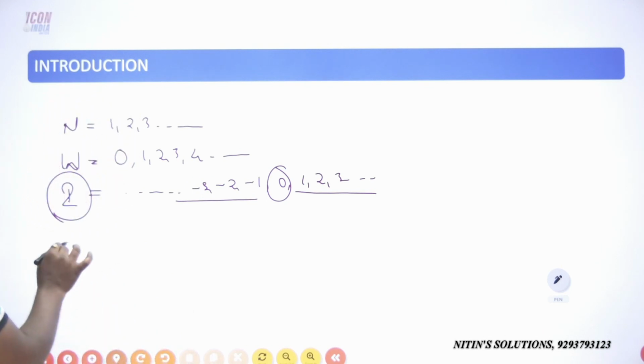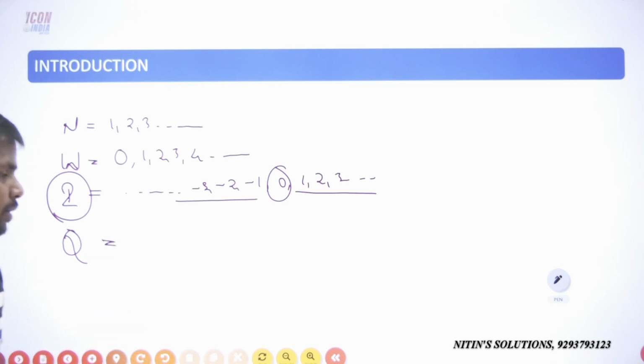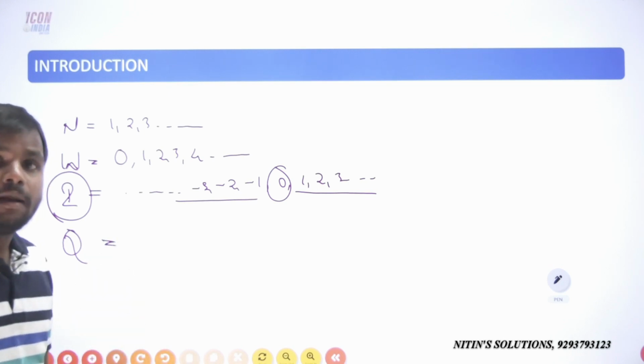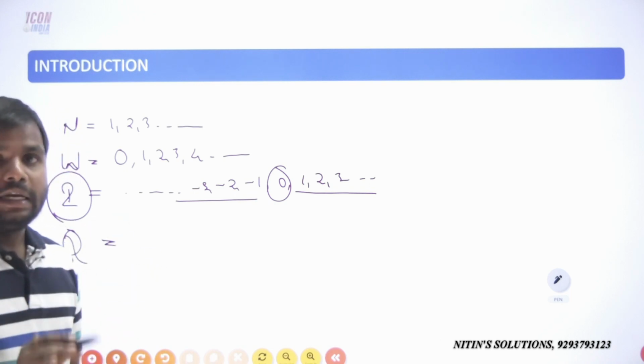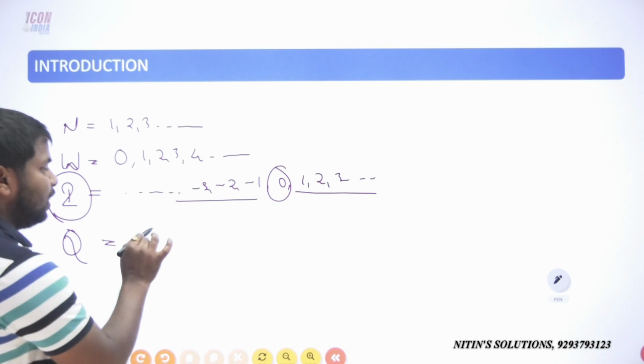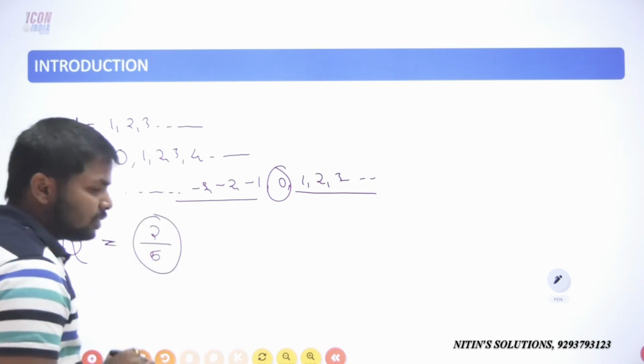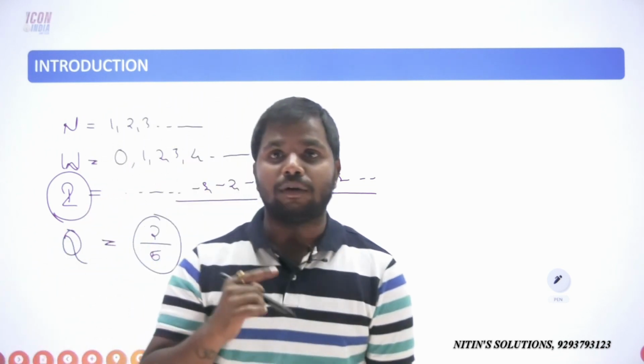Now coming to the rational numbers. Rational numbers are represented with Q. Rational numbers are those in the form of p by q, where p and q are integers and the HCF of p and q is 1. For example, if I have a value 2 by 5, can I consider that 2 by 5 as a rational number or not?